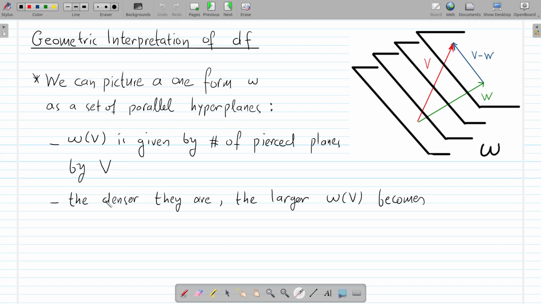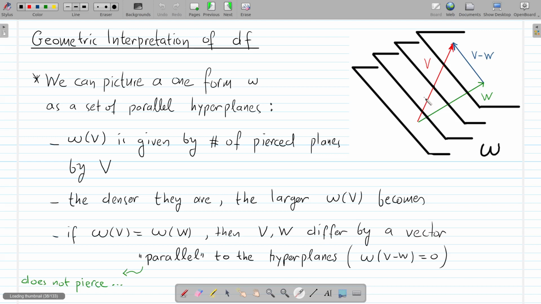So the denser those hyperplanes are, the larger the value of omega of v will become. So the magnitude of omega will correspond to the density that we draw those hyperplanes. Of course, we have to continue that infinitely so that the piercing for any vector v and w can be defined. So the density of those planes is what gives us the magnitude of omega.